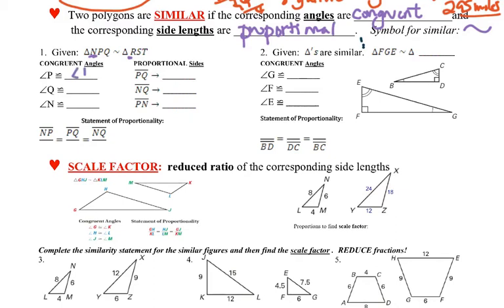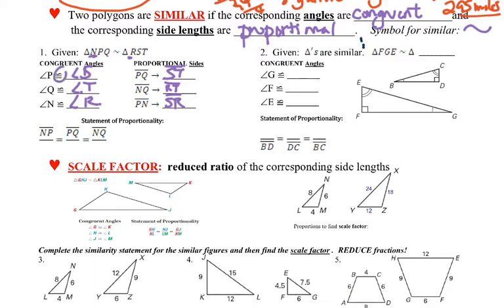Angle N goes with angle R. Angle P goes with angle S. Angle Q goes with angle T. If I say PQ, it's going to be proportional to ST. NQ to RT, and then PN would go with SR.